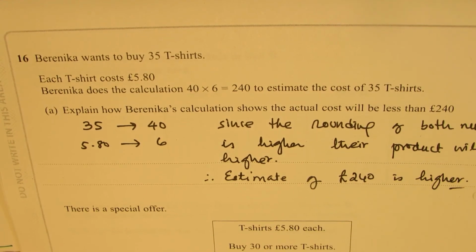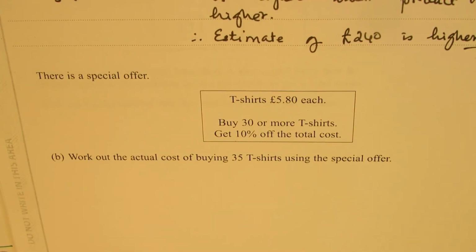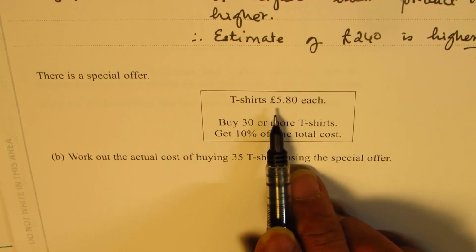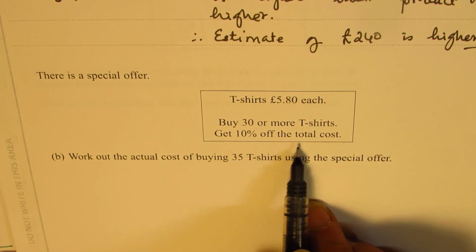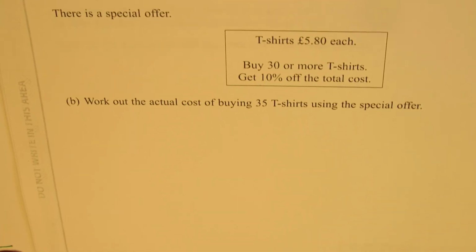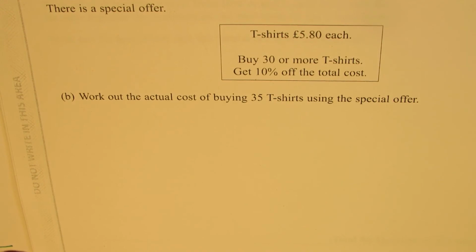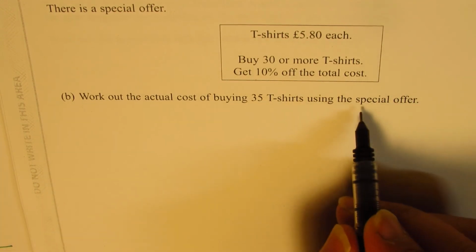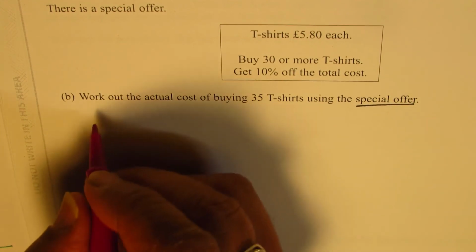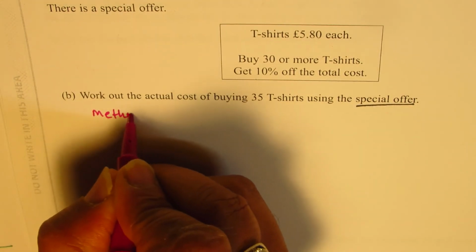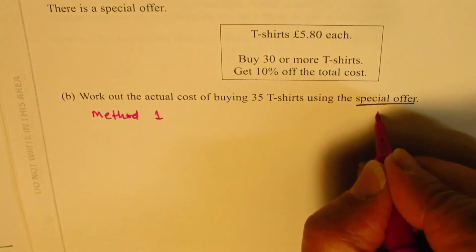Clear? Now let's look into part B of this question, which is there is a special offer. T-shirts £5.80 each. Buy 30 or more t-shirts, get 10% off the total cost. Work out the actual cost of buying 35 t-shirts using the special offer, right? So in this case, we can adopt two methods. Let's say method 1 and method 2.